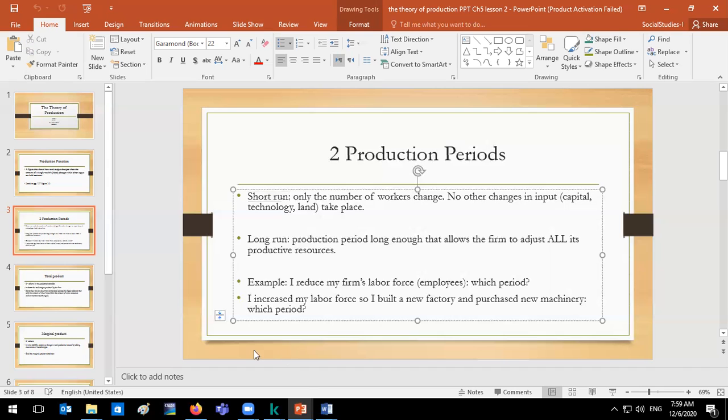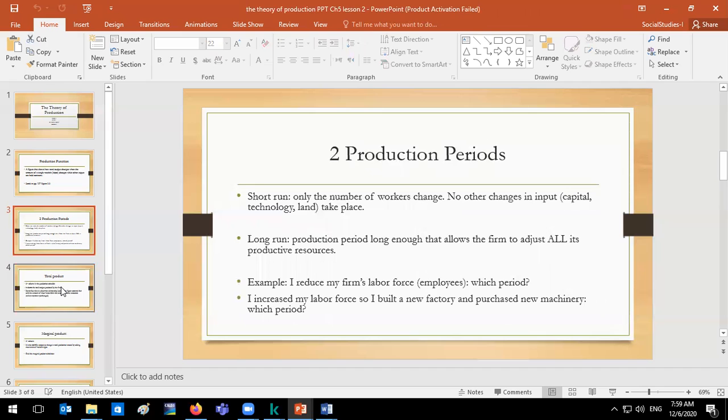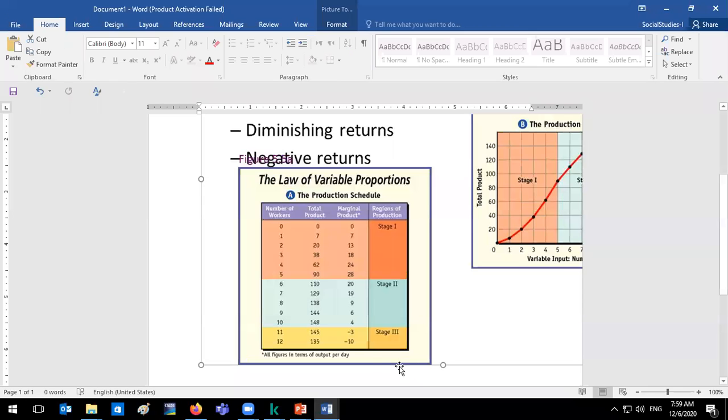All right. After this, we're now going to look at our graph. Okay. So back here again, this is our graph. Remember, this is our figure. It's a schedule. It's called the production schedule. All right. It's made up of, you could say, three main columns here: the number of workers, the number of total product, and marginal product.